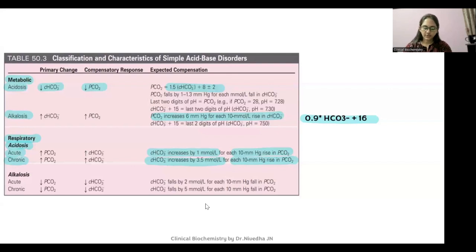Similarly, for respiratory alkalosis, again, we have acute and chronic compensation. In the acute phase, bicarbonate decreases by 2 for each 10 mm fall in carbon dioxide. In the chronic phase, it falls by 5 for each 10 mm fall in carbon dioxide. So what should you remember? For respiratory acidosis, the acute phase is 1 and the chronic phase is 3.5. For respiratory alkalosis, the acute phase is 2 and the chronic phase is 5. So remember these numbers.